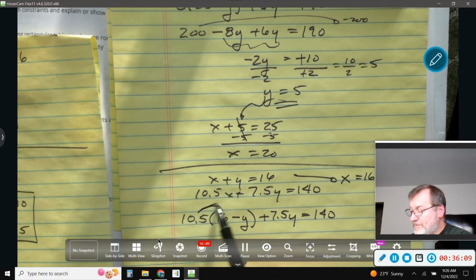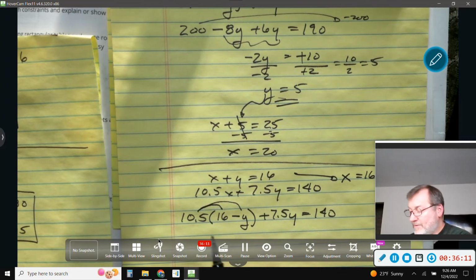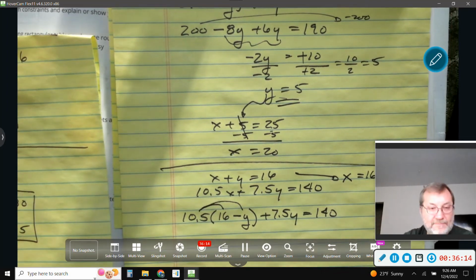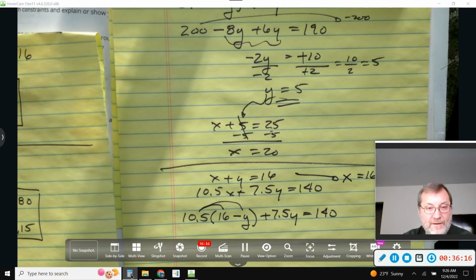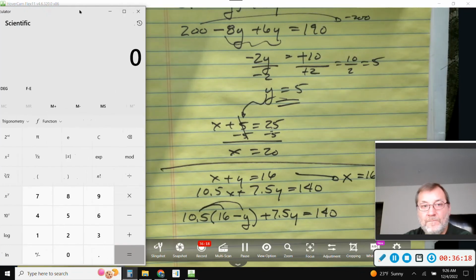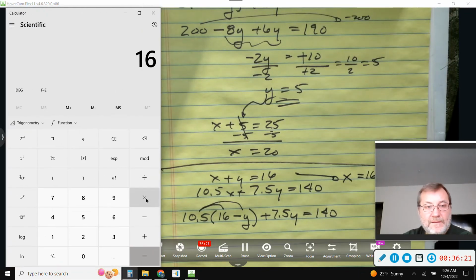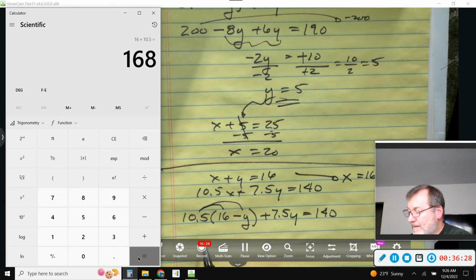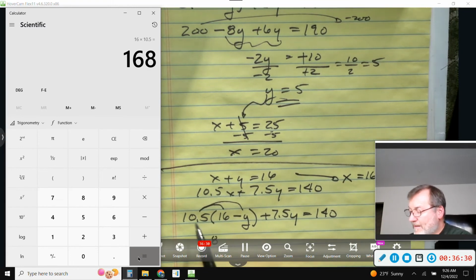Then your next step was to distribute. So what is 16 times 10 and a half? All right, this is the time for your calculator. 16 times 10.5 is 168. Then 10.5 times minus y is going to be minus 10.5y, plus 7.5y equals 140.